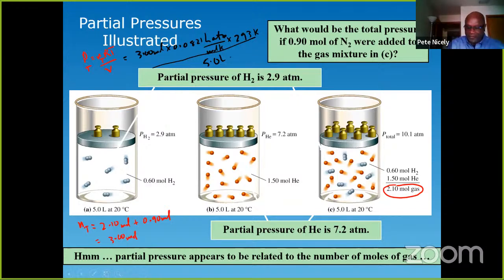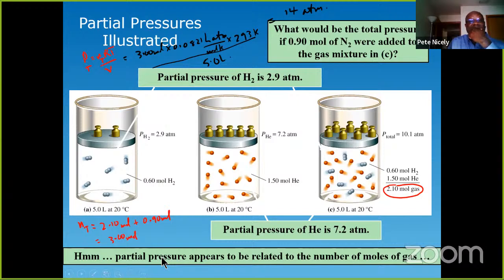So let me work that out here. 3 times 0.0821 times 293 divided by 5. So according to my answer, the final total pressure will be 14.4. So the answer here would be, actually, 14, 2 sig figs. So 14 atmospheres would be the answer, all right? So that's basically how that is done, all right?